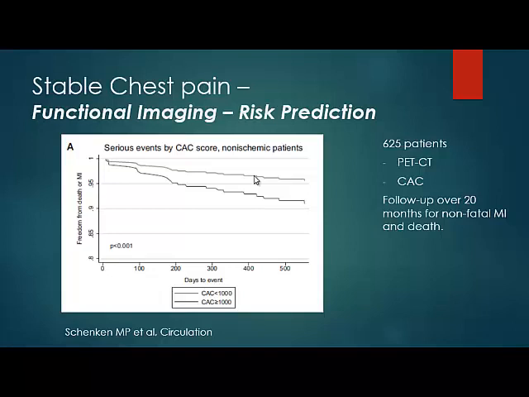Because stress imaging will be positive only when you have obstructive disease. So when the atheroma becomes so much that it's reducing the blood flow on stress, only then stress will be positive. But a negative stress imaging does not mean there is no atheroma. So that's a very important basic fact that we have to be very clear about.